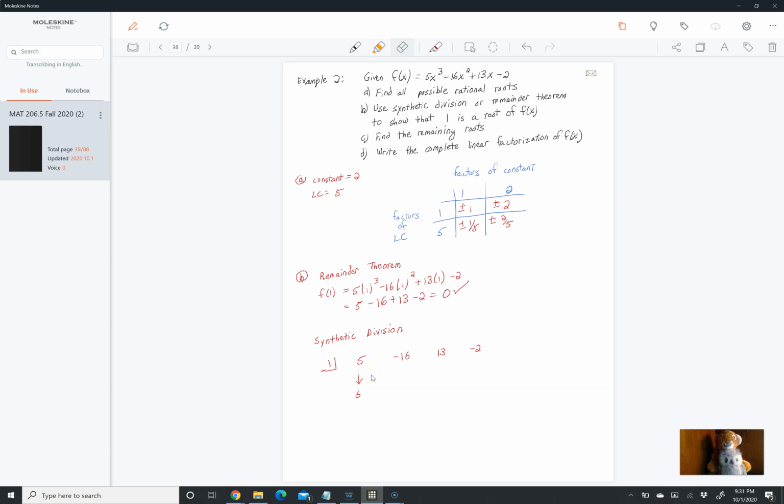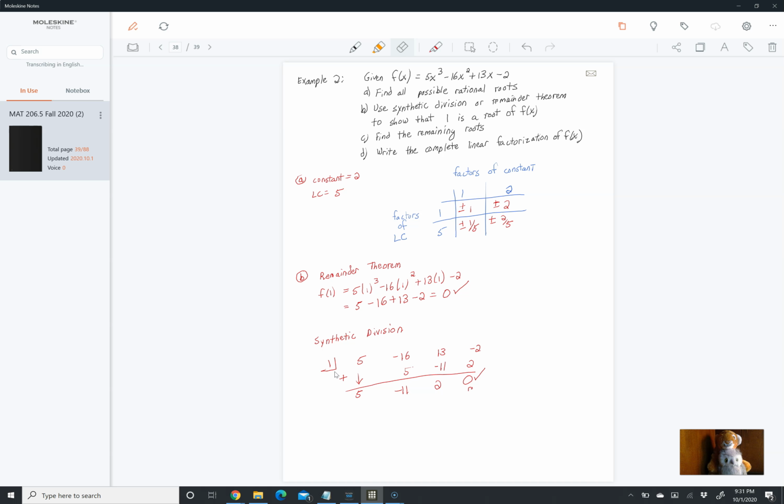Then what we're going to do is take the 5 and multiply it by the divisor. So 5 times 1 gives us 5. And then we just add. So negative 16 and 5 is negative 11. Negative 11 times 1 is negative 11. 13 plus negative 11 is 2. 2 times 1 is 2. And negative 2 plus 2 is 0. So yes, this does work.